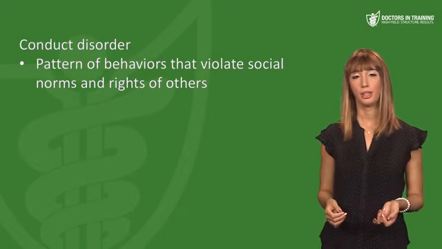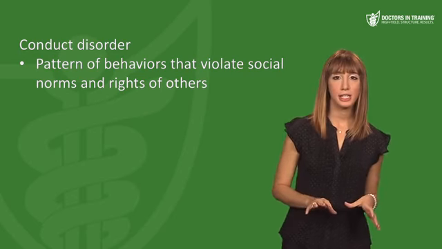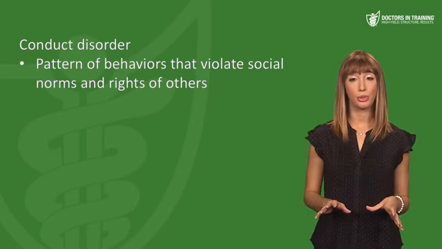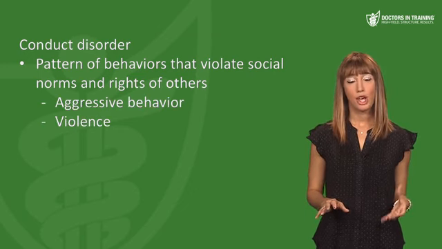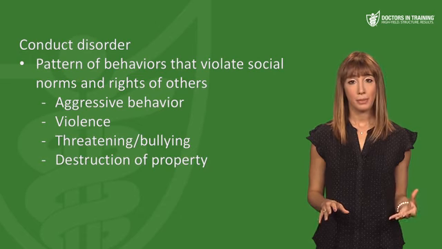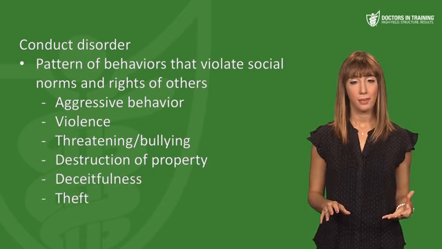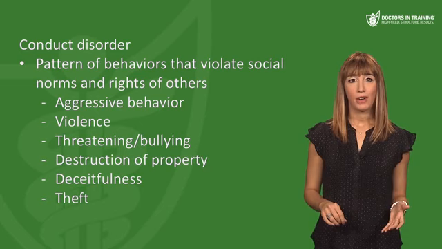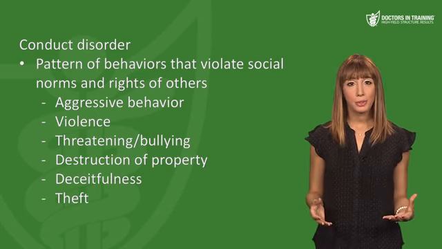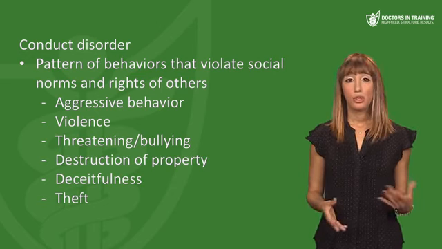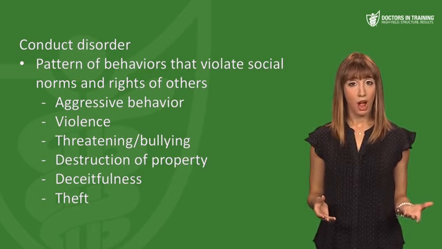Next, I want to talk about 2 disorders in the impulse control family: conduct disorder and oppositional defiant disorder. Conduct disorder is a persistent pattern of behaviors that violate social norms and the rights of others. Aggressive behavior, violence, threatening or bullying, destruction of property, deceitfulness, and theft. The disregard for the rights of others is a big part of it. Setting things on fire, cruelty to animals, that sort of thing. It's as if they don't care about what we, society, says is wrong.